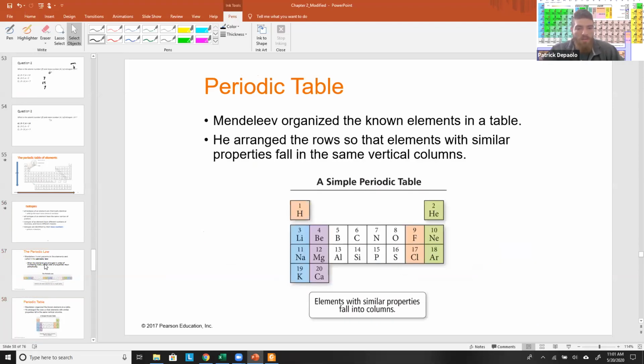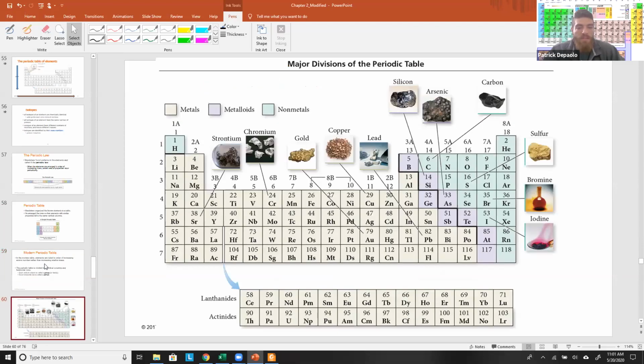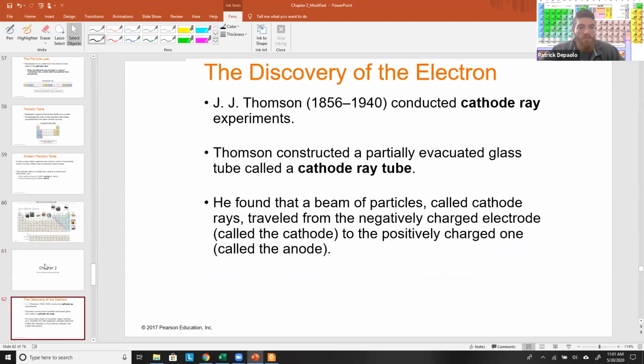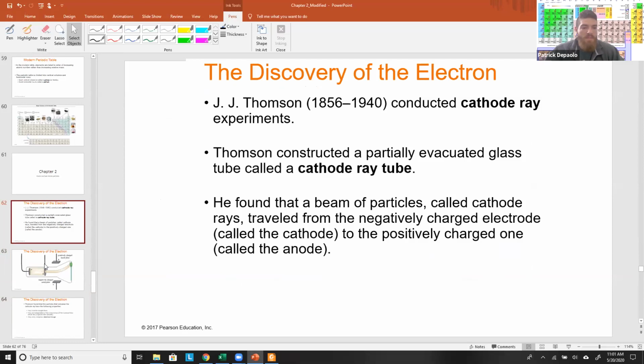Periodic law, I'm not really going to talk about that. We talked about all that already. This is a good periodic table if you want to see more, but same thing. Let's go through these experiments quickly, and then that's basically it.